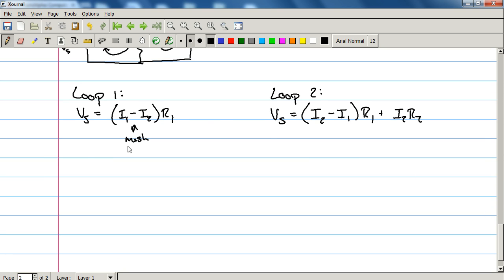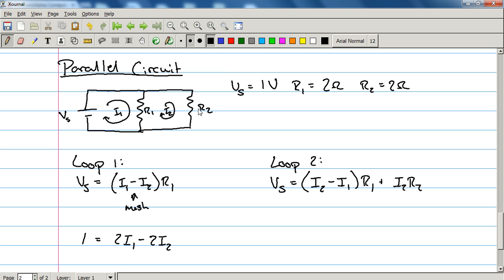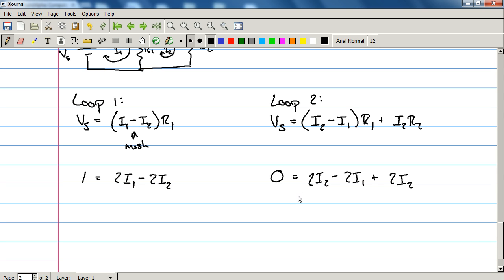Okay, so let's fill some numbers in. Vs is 1, and R2 is 2, so this is 2I1 minus 2I2. Here, there is no voltage supply in this loop. There's no battery, there's no voltage supply, there's nothing supplying, so this is just 0. Equals, R1 again is 2, so this is 2I2 minus 2I1 plus 2I2, because R2 is 2, and if we sum that together, 0 equals negative 2I1 plus 4I2.